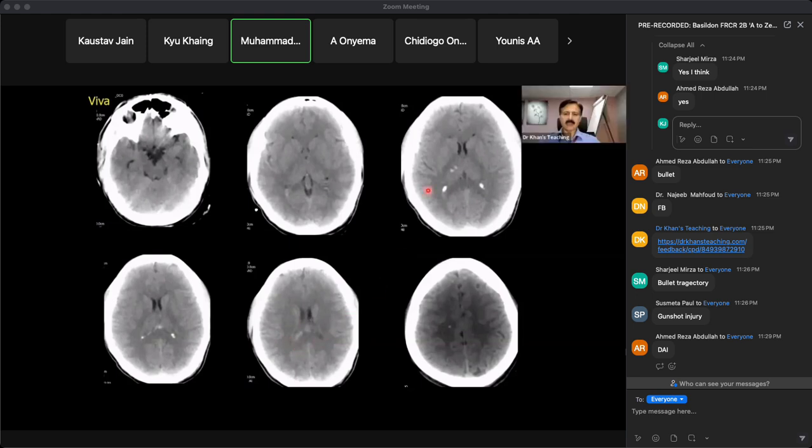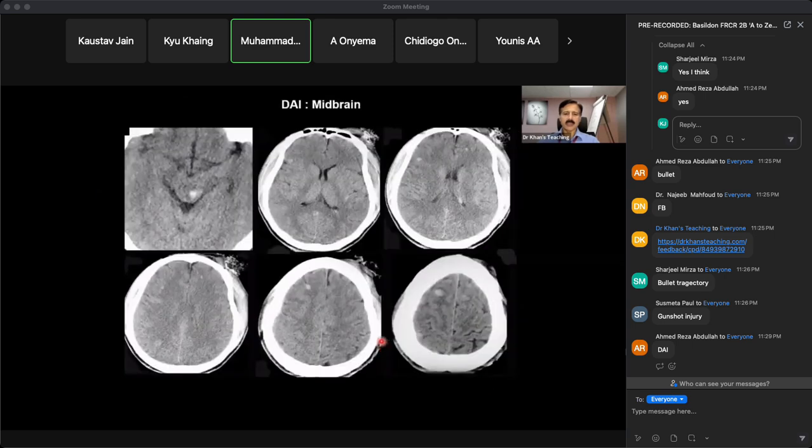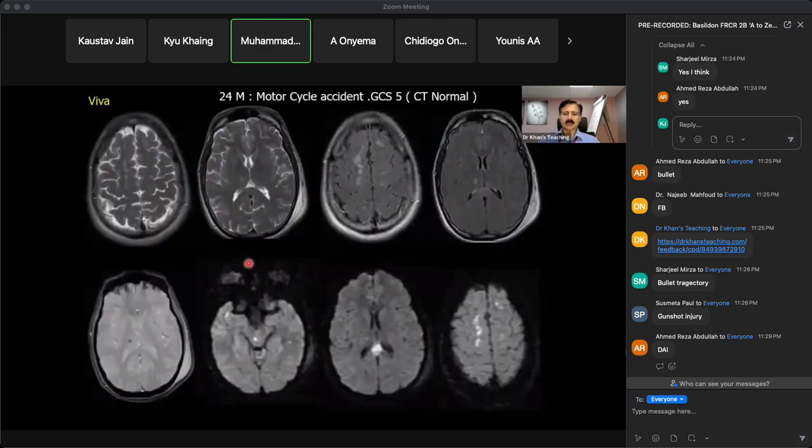Excellent. And this one is somewhere next to the internal capsule, maybe the thalamus or internal capsule, but literature will tell you internal capsule. This one is maybe going into the thalamus also. This is also gray white matter junction. Another one in which all of these are diffuse axonal injuries, and this one is in the midbrain. So this is a case in which the CT scan was normal. The patient is more or less gone, Glasgow Coma Scale 5.